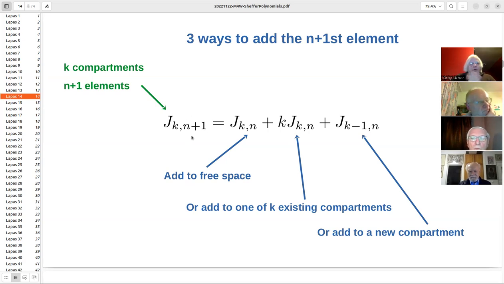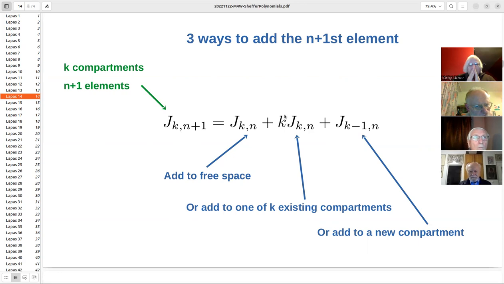How could I put in a third element for two compartments? Well, it could have come if I had two compartments already, and then I put the third element in the free space. That way, when I get the element, I'm not adding any compartment, right? So the number of compartments stays the same, but n goes to n plus 1 because I'm adding an element. But if the number of compartments stays the same, then either I put it in the free space or I put it in one of the existing compartments.